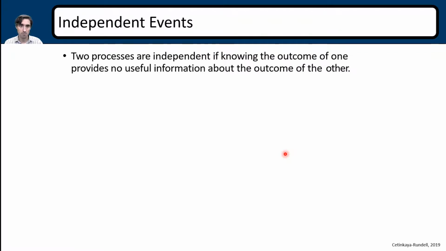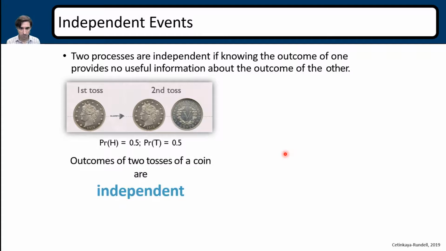So we'll just go over some main points here. Independent events are two processes where knowing the outcome of one has no meaning for the other outcome. For example, if I was to toss a coin and it either chooses heads or tails, those are independent of each other. If I was to toss a coin twice, the first outcome really doesn't matter to the second outcome. It's a completely different one.